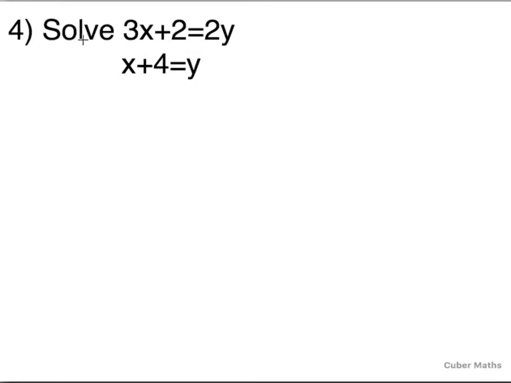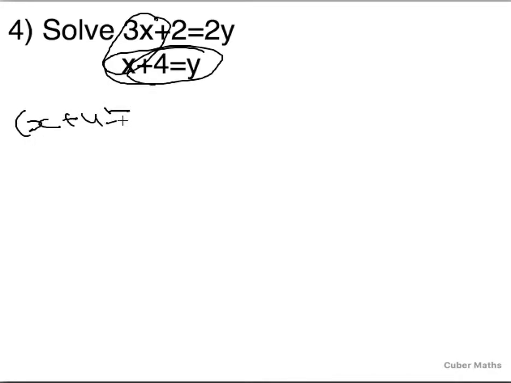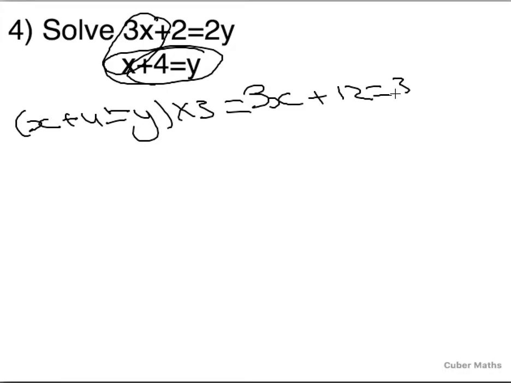Here we have our fourth problem, and it says solve 3x add 2 equals 2y, x plus 4 equals 3y. Now this time we don't have anything exactly the same, so all we're going to do is times this bottom equation here by 3, because that's going to give us equal x's. So if we do x add 4 equals y times by 3, that's going to give us 3 times by x, so 3x. 4 times by 3, so plus 12, is equal to 3 times by y, so 3y. Now we can take one away from the other.